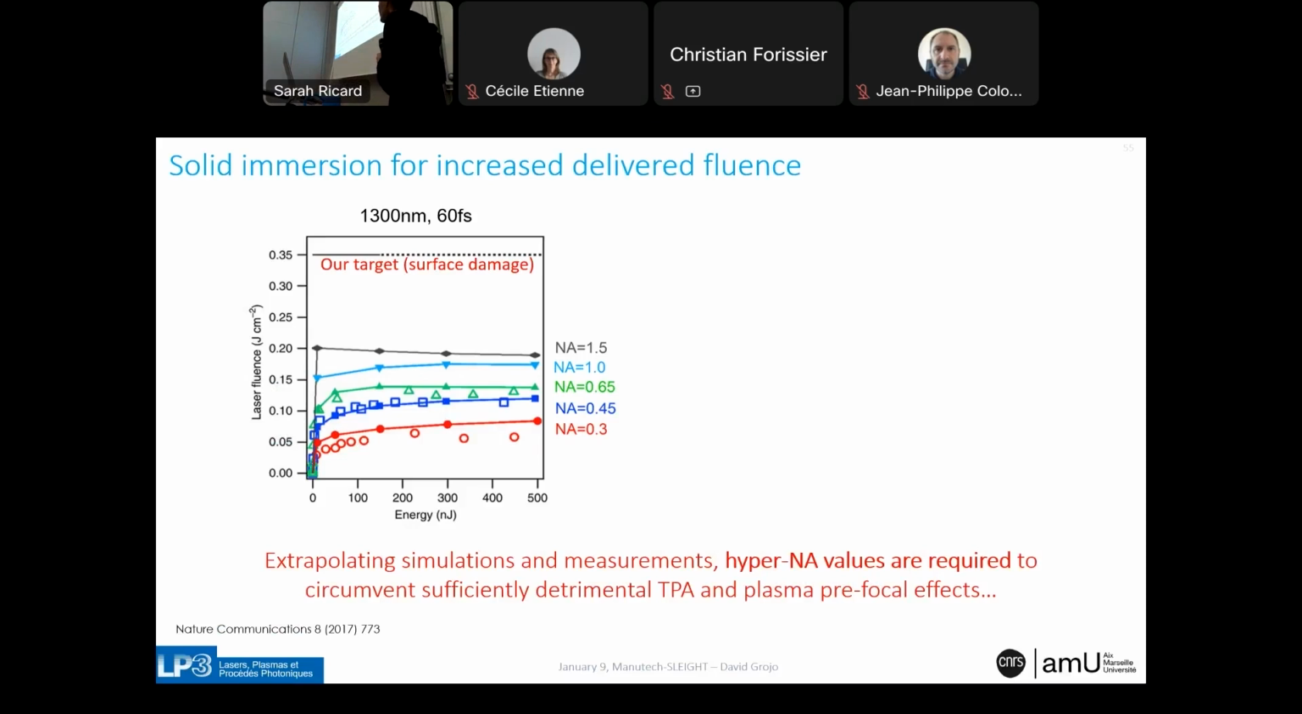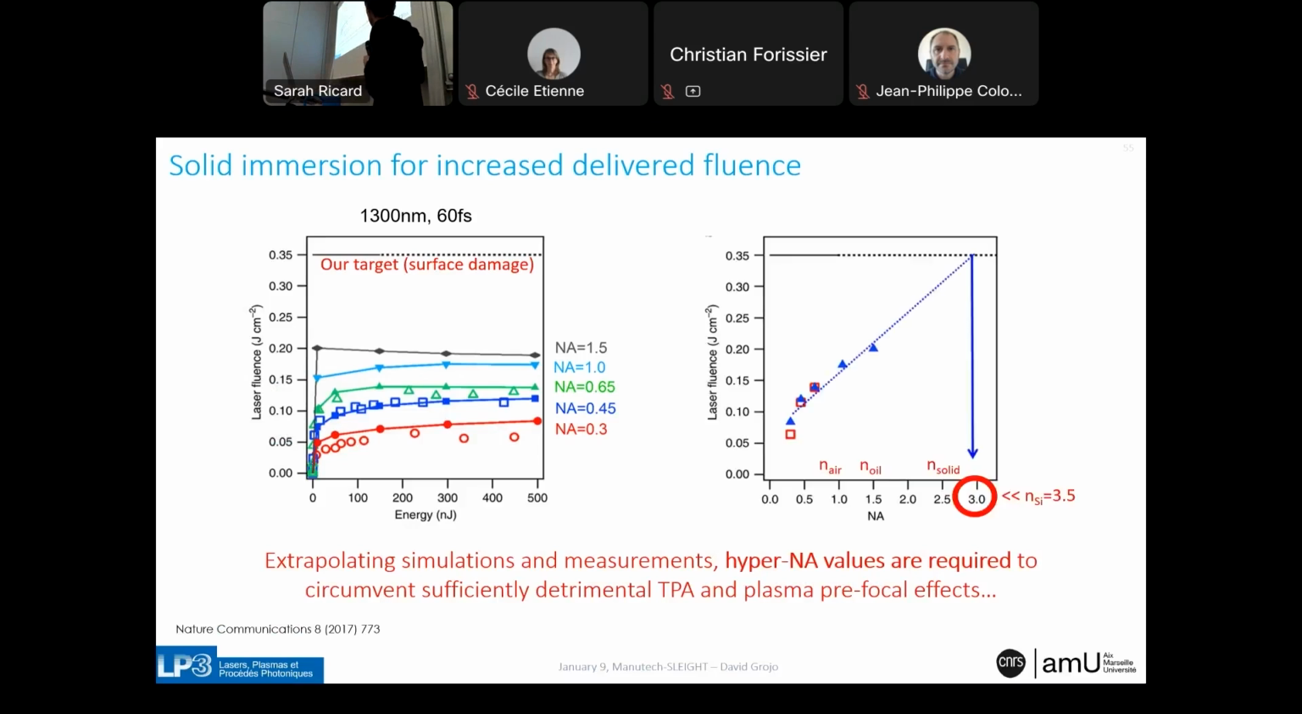So we see that we clamp in all cases, but we also see that the plateau level is increasing with the numerical aperture. So now if we take the plateau level and we plot it as a function of NA, we have these points. And if you extrapolate these points, you come to the conclusion that in principle, if you are able to make an experiment with a numerical aperture of about 3, you should be able to make a modification inside silicon. First, it may sound unrealistic, but in practice, at that point, silicon turns to an advantage because it has a high refractive index.